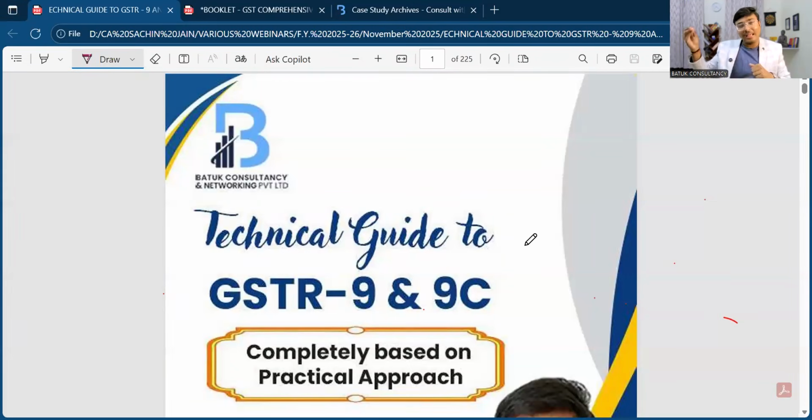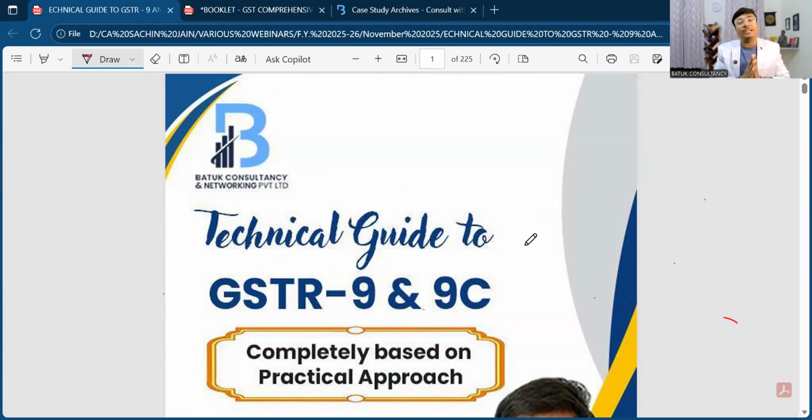Because 3B and 1 can be filed by your staff. But while finalizing the GSTR 9 and 9C, I request each one of you to go through the form very critically. And this year, the government has made a lot of changes in GSTR 9. So we just need to be careful about those changes.